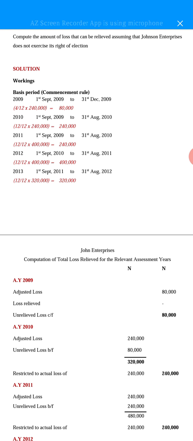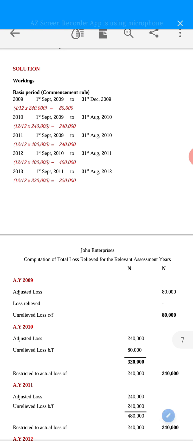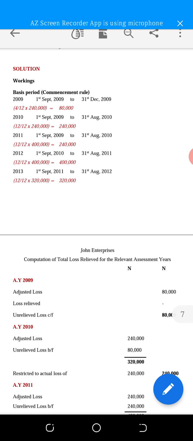In 2011, as they didn't exercise their right of election, that would be the year they make up account. You count back 12 months from 31st August 2010. You will get 1st September 2009. From that you will notice that we still have the same basis period as 2010. That's 240,000. Then from 2012, it will be on preceding year basis.